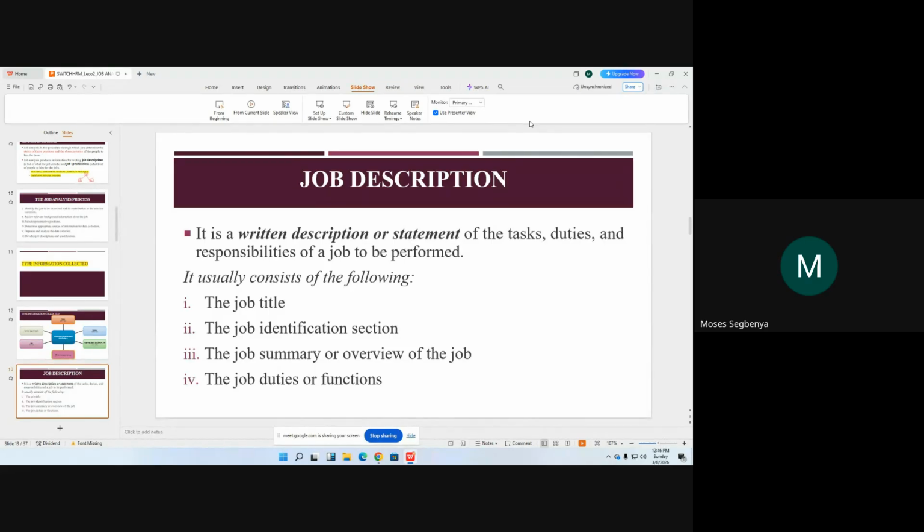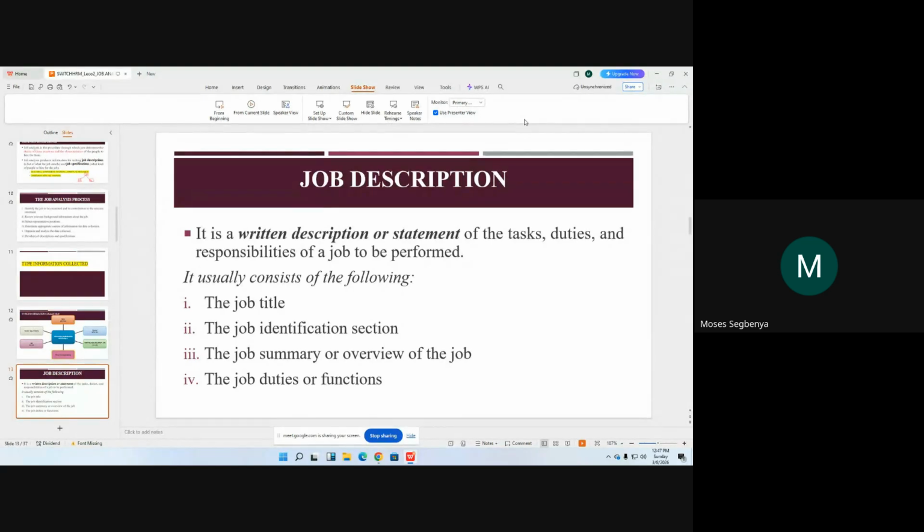So having gone through the 5 processes, and then the 6th one, which is where you come out with the job description and the job specification, we ask ourselves, what then is the job description? We said the job description is the written description, or written statement, of the tasks, duties, and responsibility of the job holder. If I take up the job, what exactly will I be doing? That is what constitutes the job description.